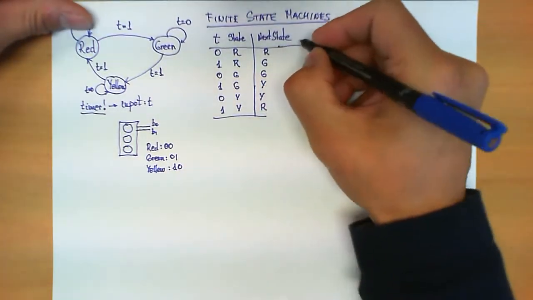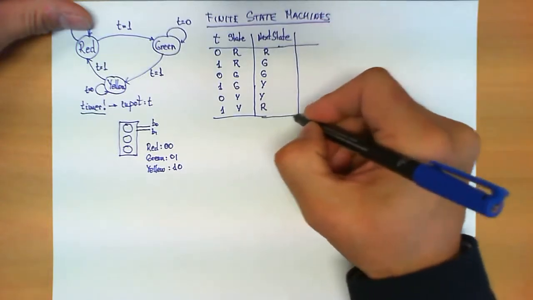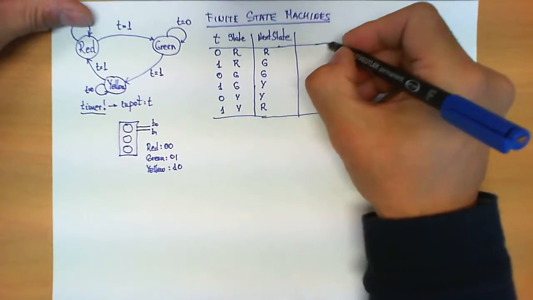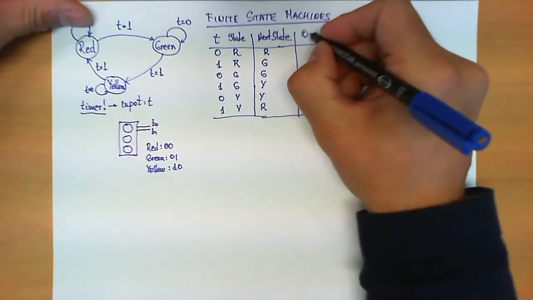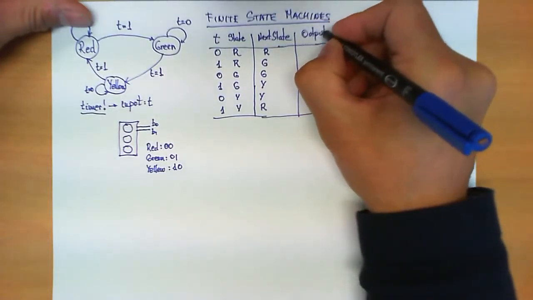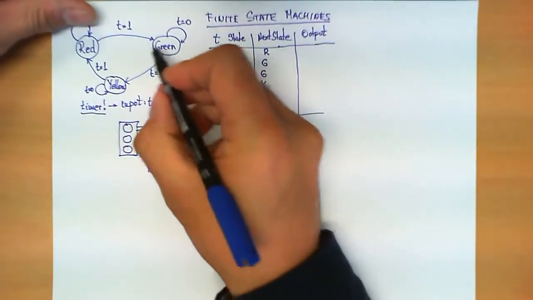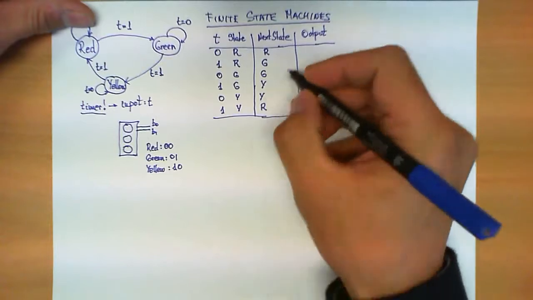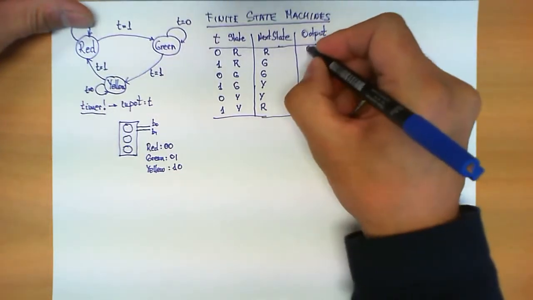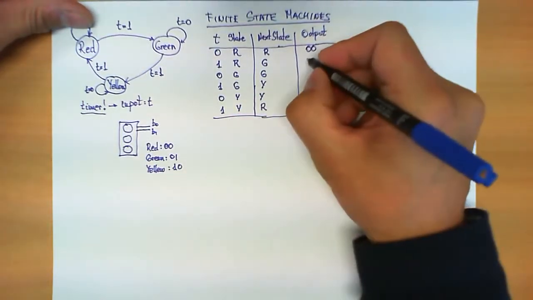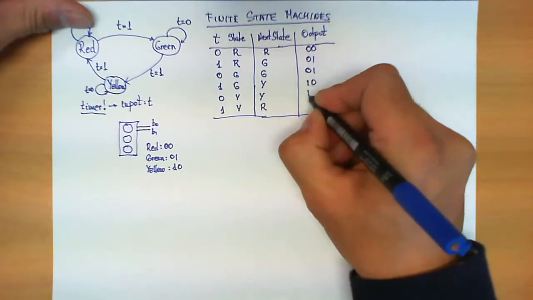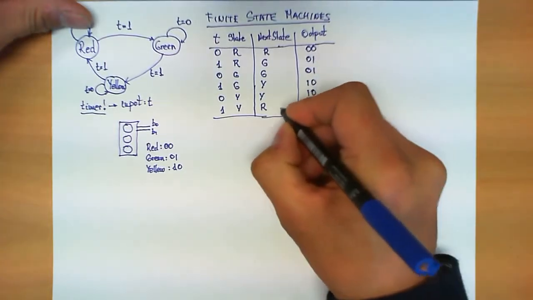So immediately we can see how, to this truth table, which represents a transition between states, I can now add the value of an output which is going to encode the proper bits such that this traffic light is controlled. In this case, red is 0, 0, green is 0, 1, then 0, 1, 1, 0, 1, 0, and 0, 0 again.